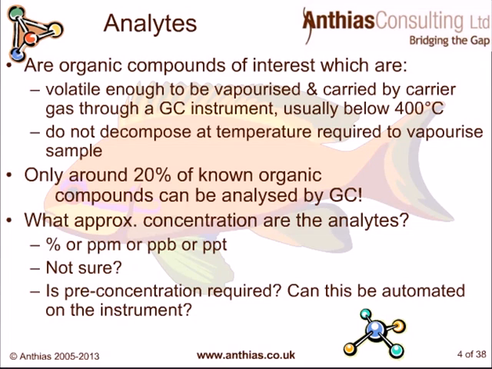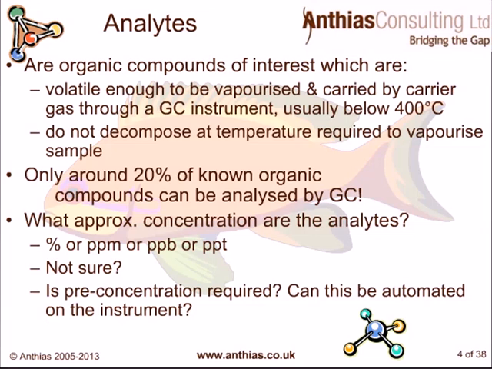Also, the analytes that can be analysed by GC do not decompose at the temperature required to vaporise the sample. So when we're analysing our sample, we're separating all the components and analysing them. Ideally, then, we don't want to have these types of compounds in there. So only around 20% of known organic compounds can actually be analysed using gas chromatography. So in other cases, we need to think about other techniques.